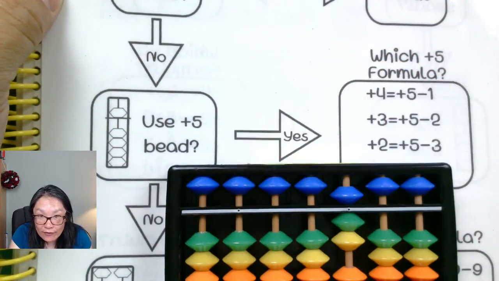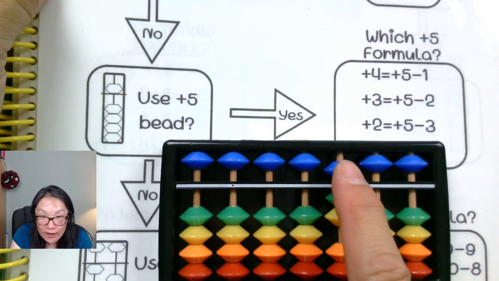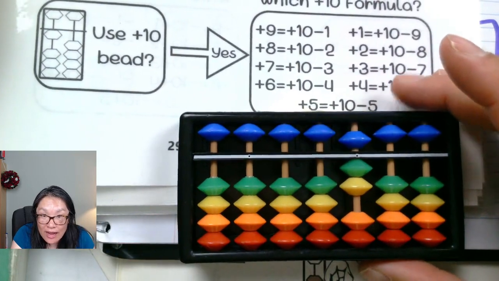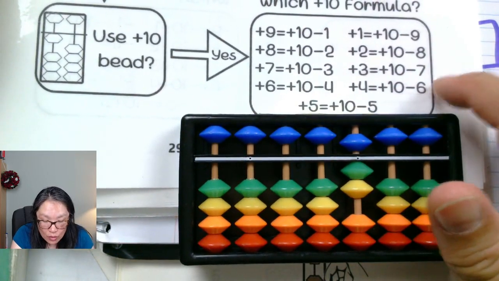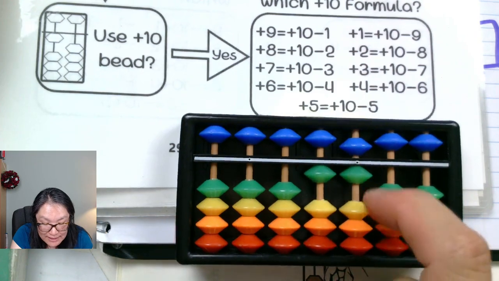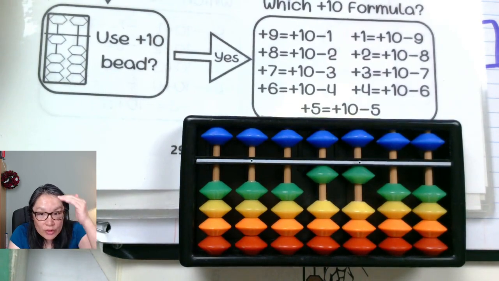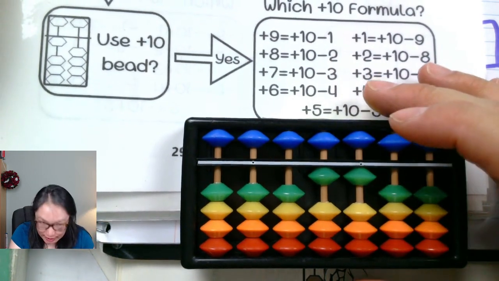So I go down and I have to check. Can I add the 5? No, I cannot add the 5. So I go down and then I want to add the 4. Now I know: plus the 10 minus the 6. That's it. But you go through this checklist all the time.